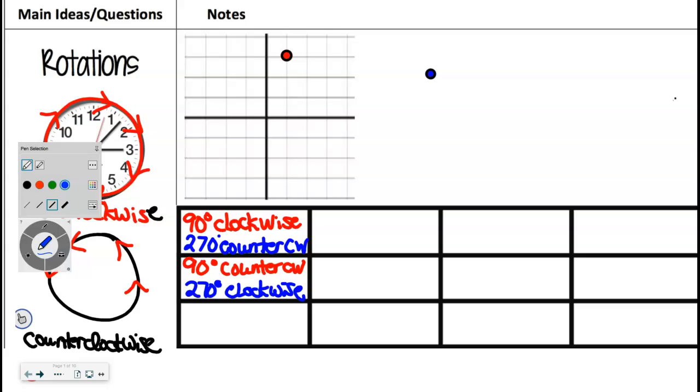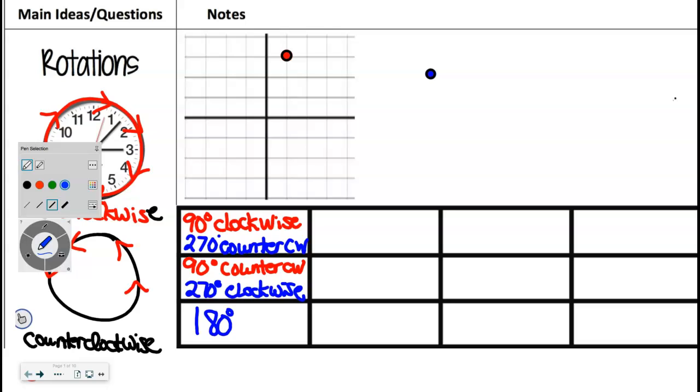The other one is 180 degrees. And I'm not going to write clockwise or counterclockwise because it doesn't matter. Do you get why? Okay, and you're nodding, right? 180 degrees, if they tell you clockwise or counterclockwise, if it starts at 12, you're going to end up at the 6 on the clock, whether you go with the clock or against the clock. So you end up at the same place. So there's one rule, okay?